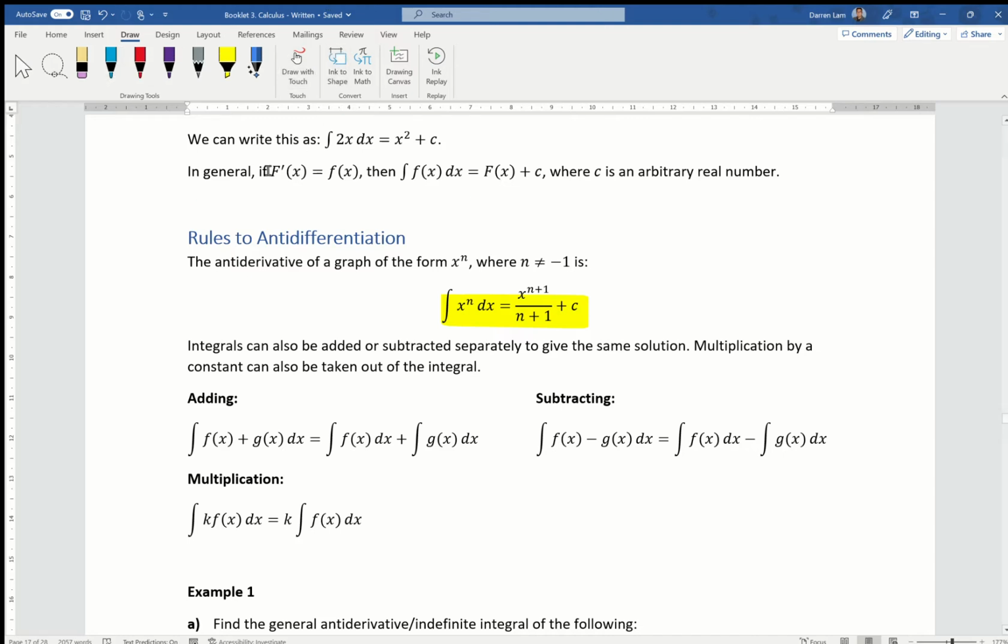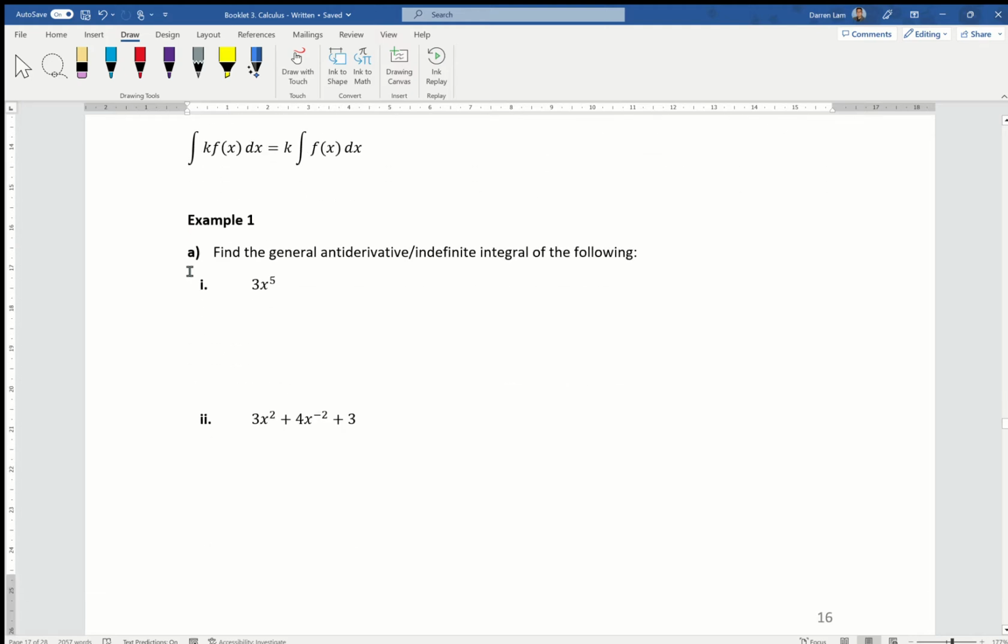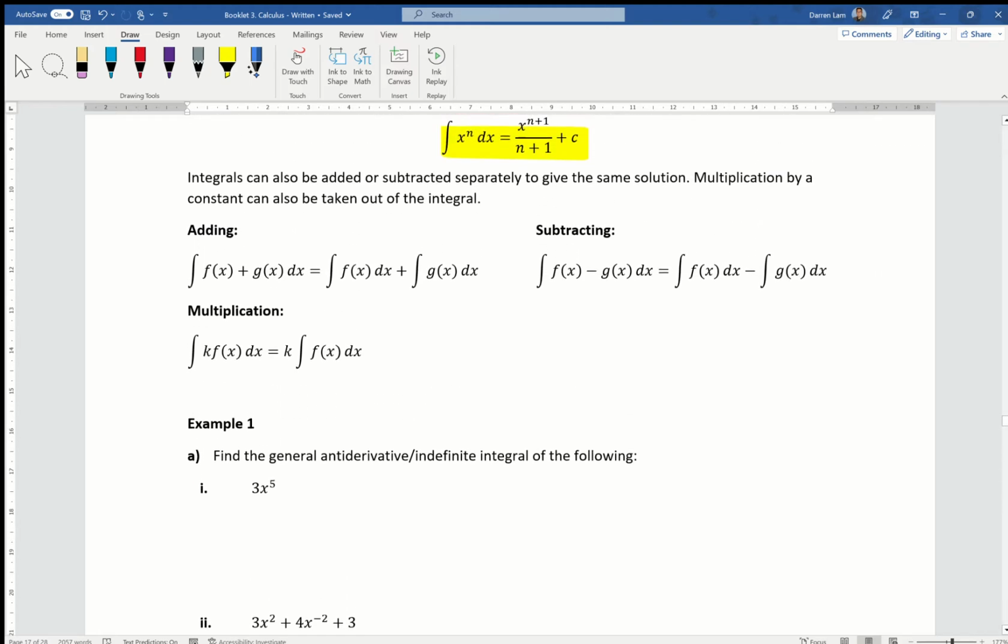Let's move on. So, example 1, find the general antiderivative. This one's pretty straightforward. All we're looking at is applying the same rule as above. So, again, it's going to be 3x to the power of 5, increasing that up by 1, so it's going to be 6 over 6. So we're dividing by our new power, which of course gives us an answer of x to the power of 6 over 2. Pretty easy.